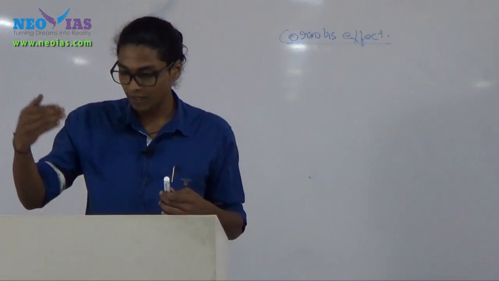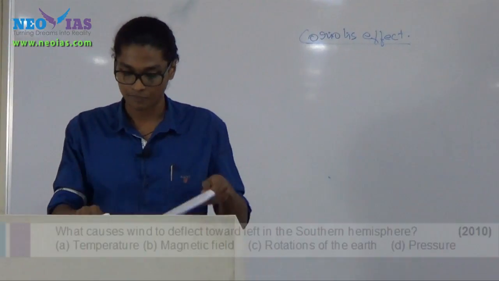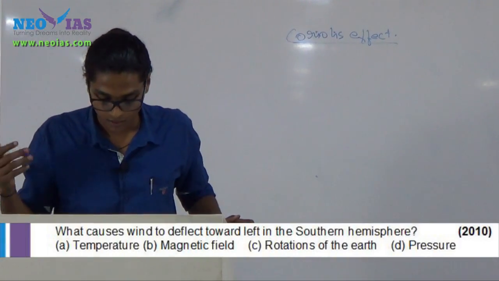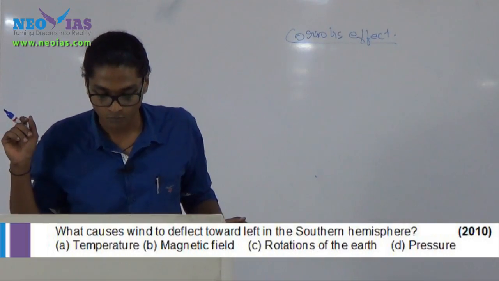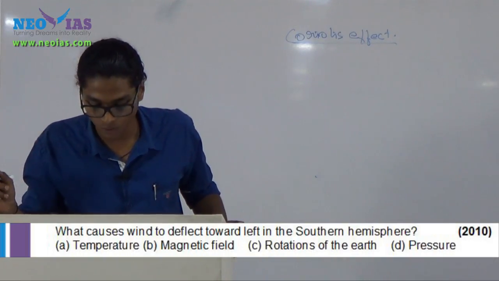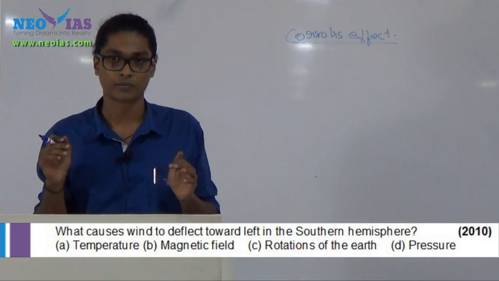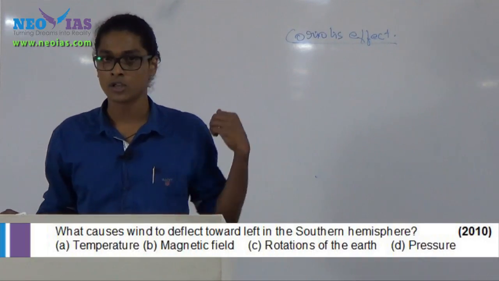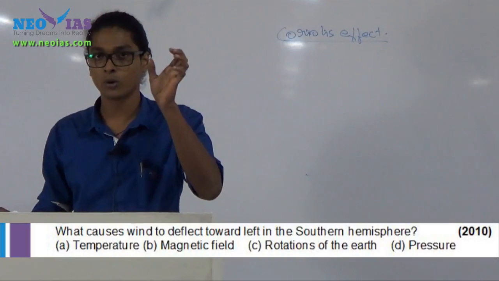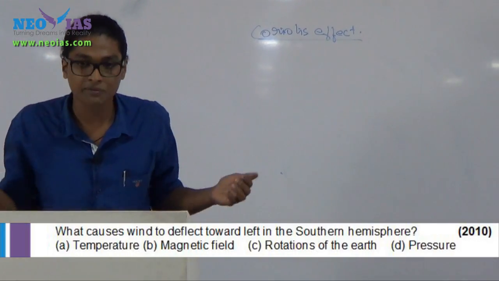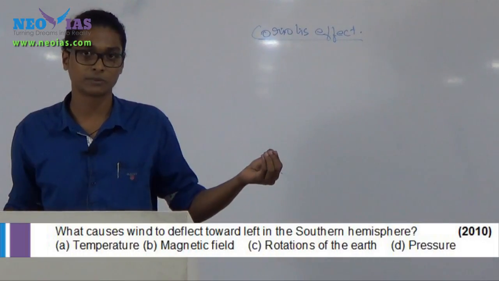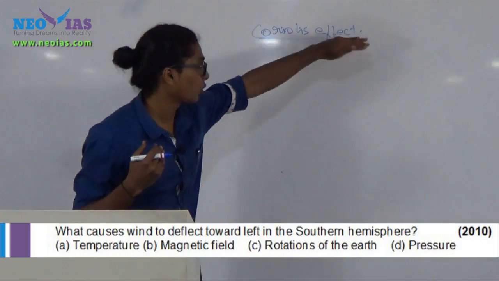Now just go through the question shown on your screens. See the year 2010 question. What causes wind to deflect towards the left in the southern hemisphere? Again, an ABCD question. You should know all the options, and only then will you get to the answer, right? We know that it is due to the Coriolis effect.